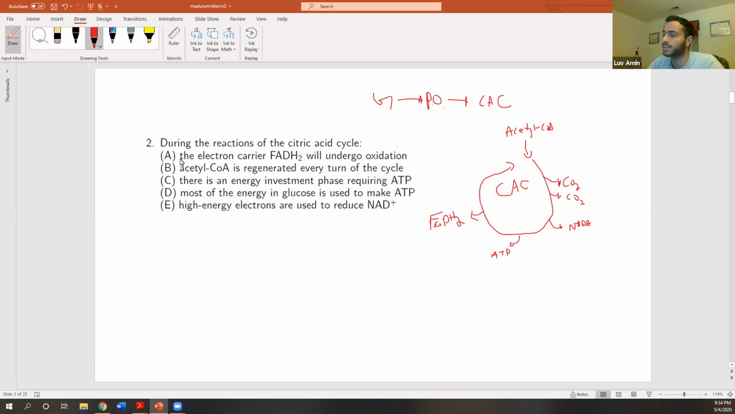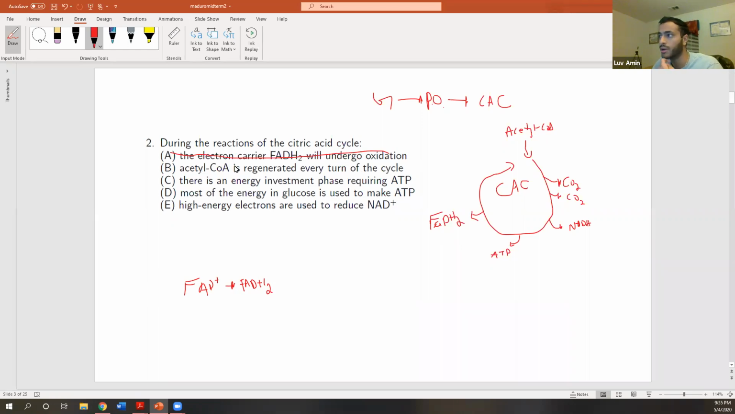Let's go through what the answer choices say. A, the electron carrier FADH2 will undergo oxidation. Oxidation is technically the removal of hydrogens. You can think of anytime you're adding hydrogens as reduction in this class. If you're making FADH2, you're going from FAD+ to FADH2. Since you're adding hydrogens, you're reducing it, not oxidizing it. So that's not right.